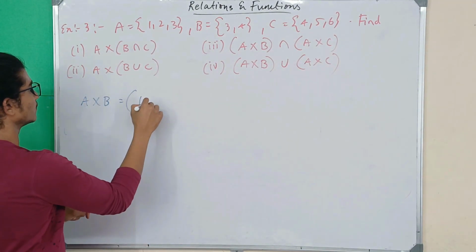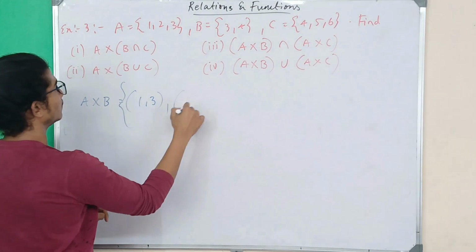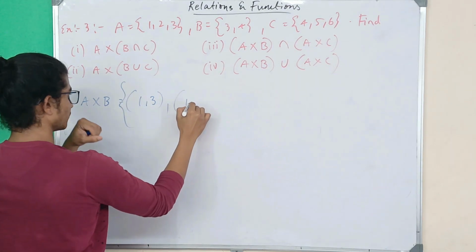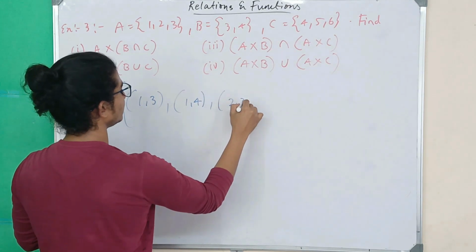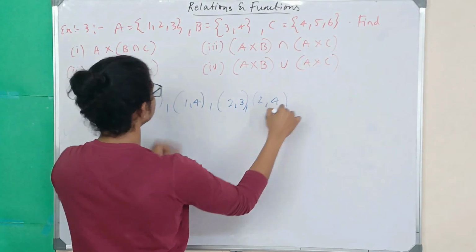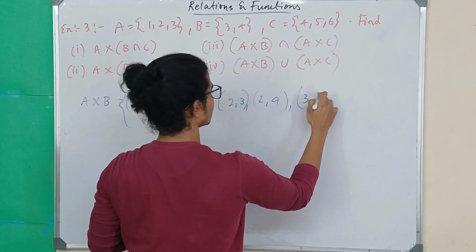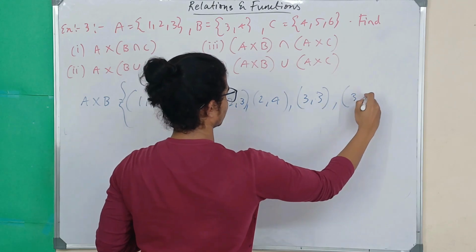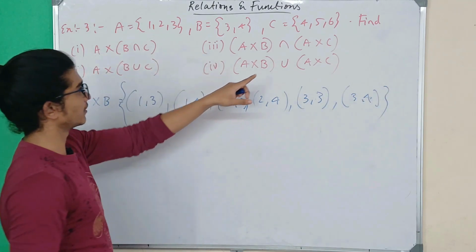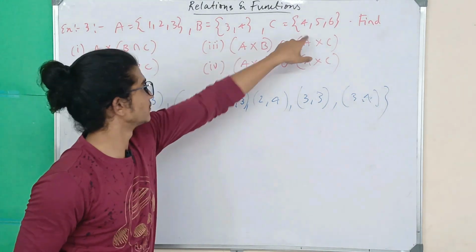So 1 comma 3, 1 comma 3, 1 comma 4, 1 comma 4, 2 comma 3, 2 comma 4, 3 comma 3, 3 comma 3, 3 comma 4. And the next one is we have to do A cross C. So these two sets we have to cross them.